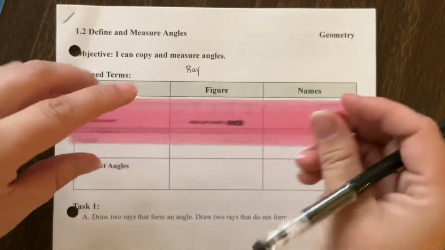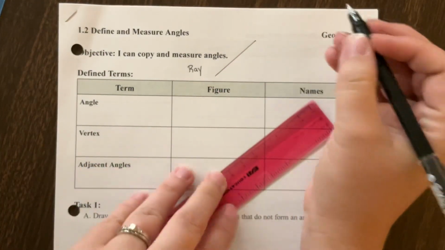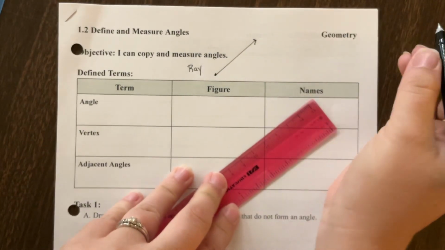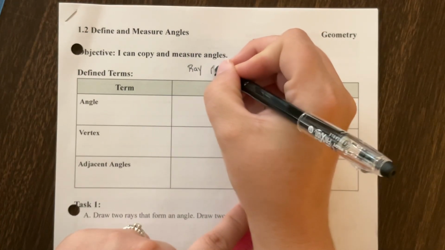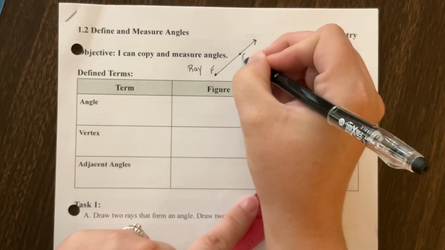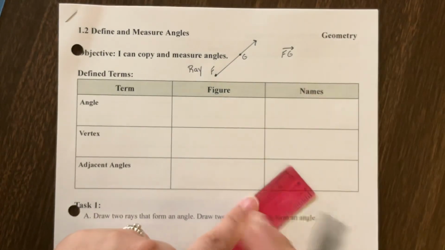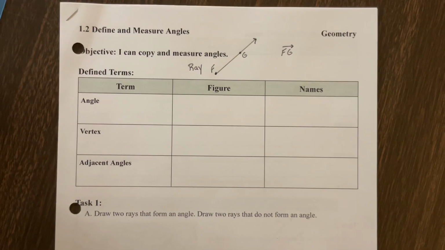Remember from the previous section that a ray has one endpoint and extends forever in one direction. And we always name a ray with 2 points with the endpoint coming first. So this would be ray FG. That symbol there always goes to the right. So that would be ray FG.